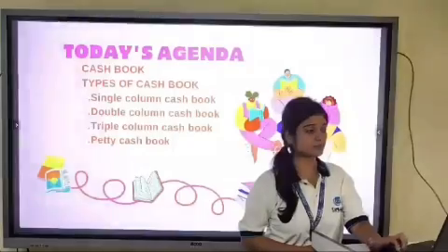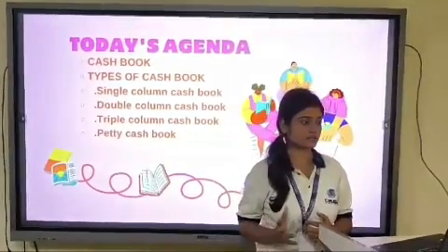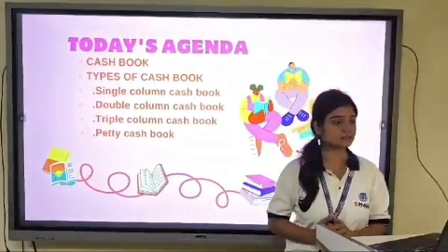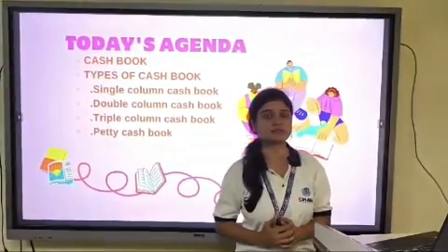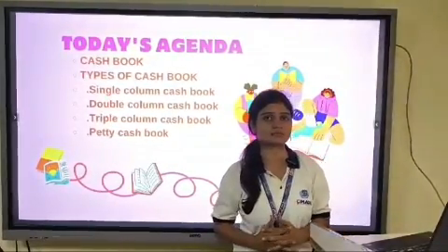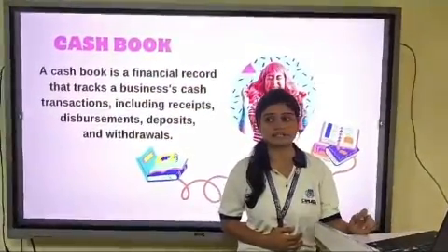I, Sachi, with my team member Roshni, am going to explain one of the most important topics of accountancy, which is the cash book. Friends, now I am going to discuss today's agenda. First is what is the cash book. Second is what are the types of the cash book: the single column cash book, double column cash book, triple column cash book, and last one is the petty cash book.